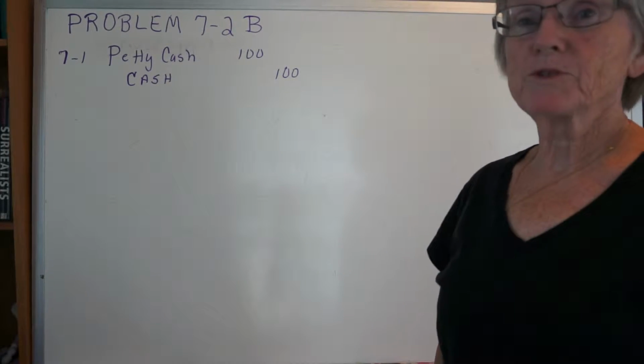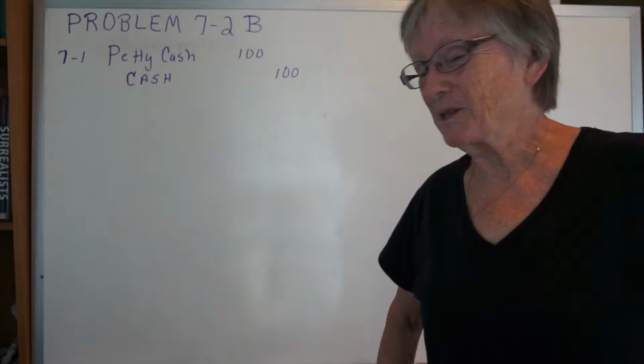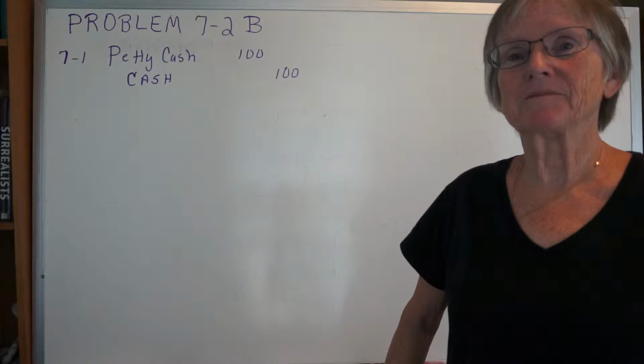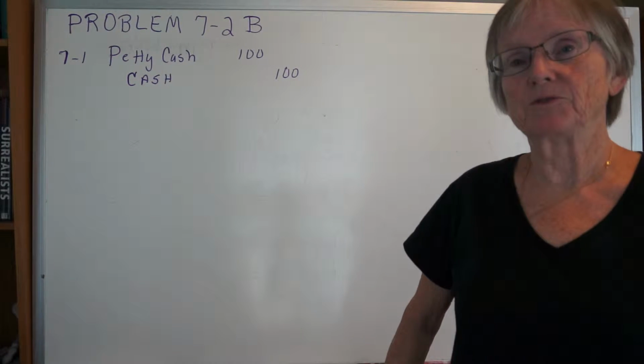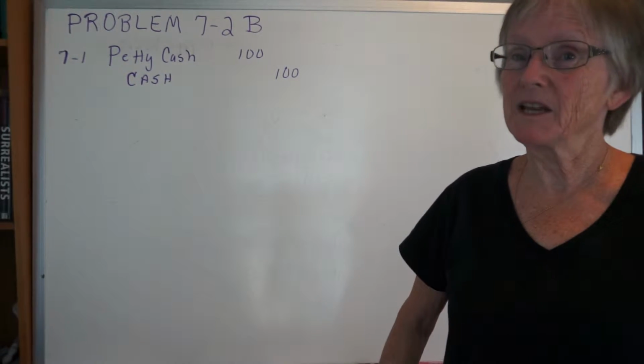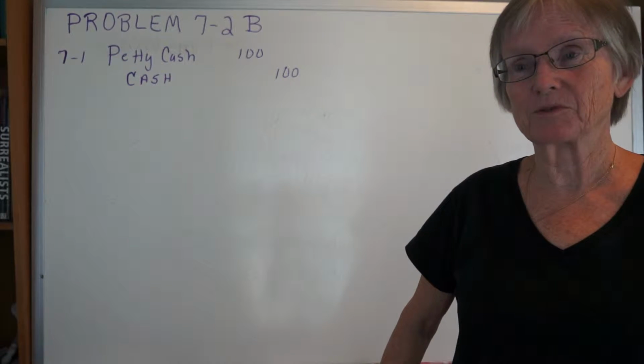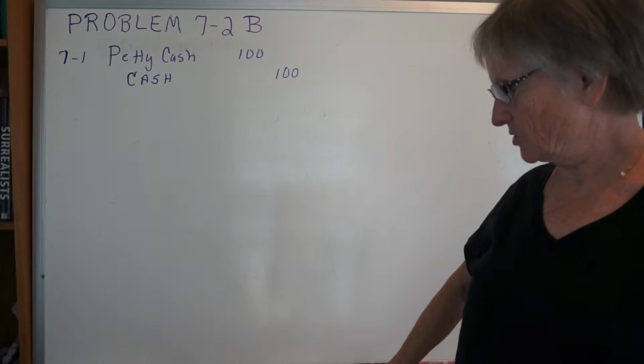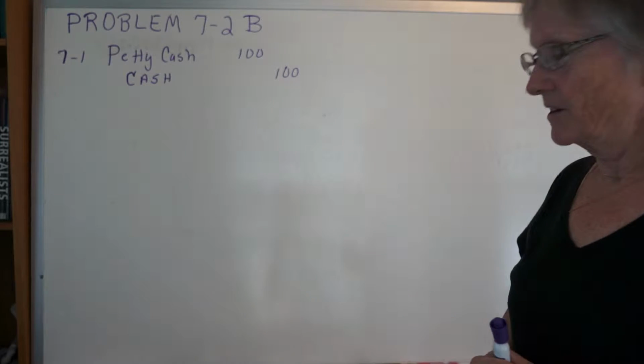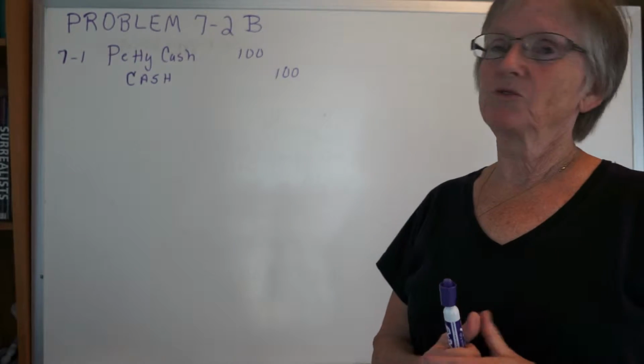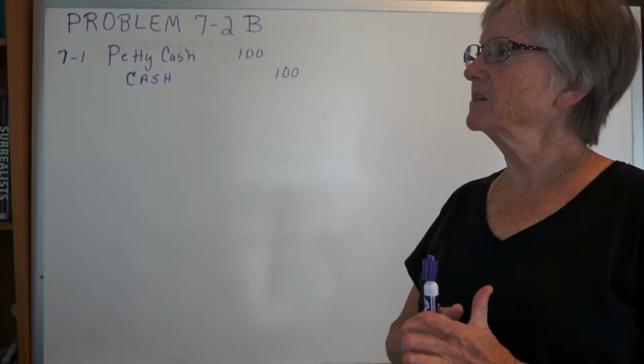So this is problem 7-2B. A lot of times I'll work through the B problems so that you can understand the A problems. They are basically the same except for different numbers. So this problem is on petty cash. The first thing the problem asks us to do is to establish or set up the petty cash fund.